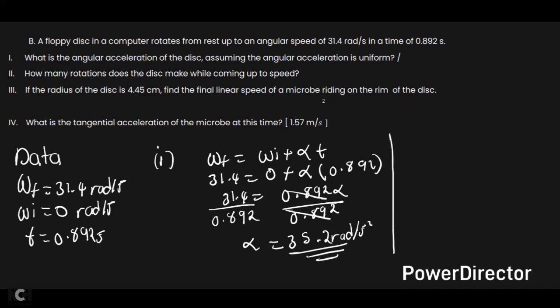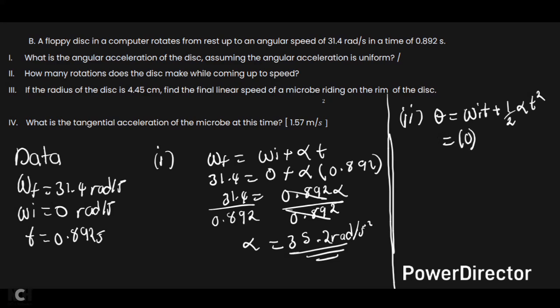Then let's do the next one. They're saying how many rotations does the disk move while coming up to speed. So we're looking for the rotations, or the angle, or the displacement. So how are you going to find that one? You say theta is equal to omega initial times time plus 1/2 alpha t squared. Then what's the omega initial? Remember it started from the rest, so it'll be 0.